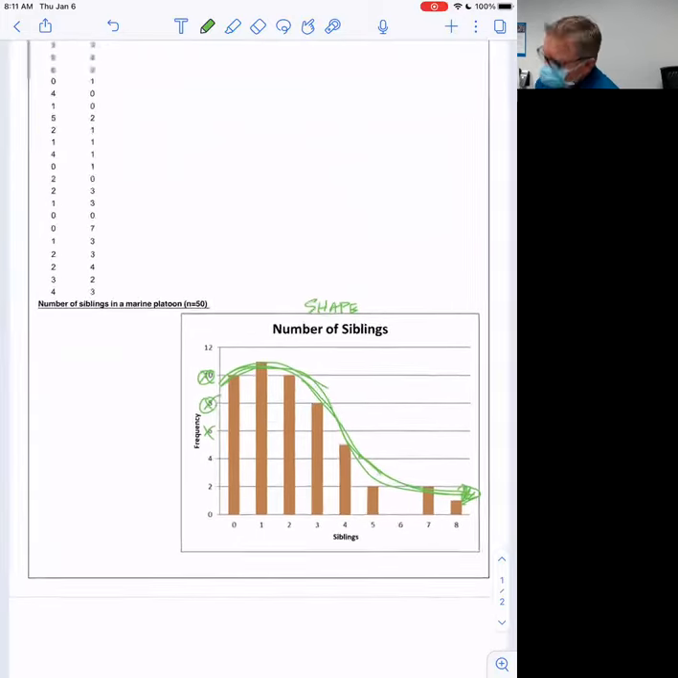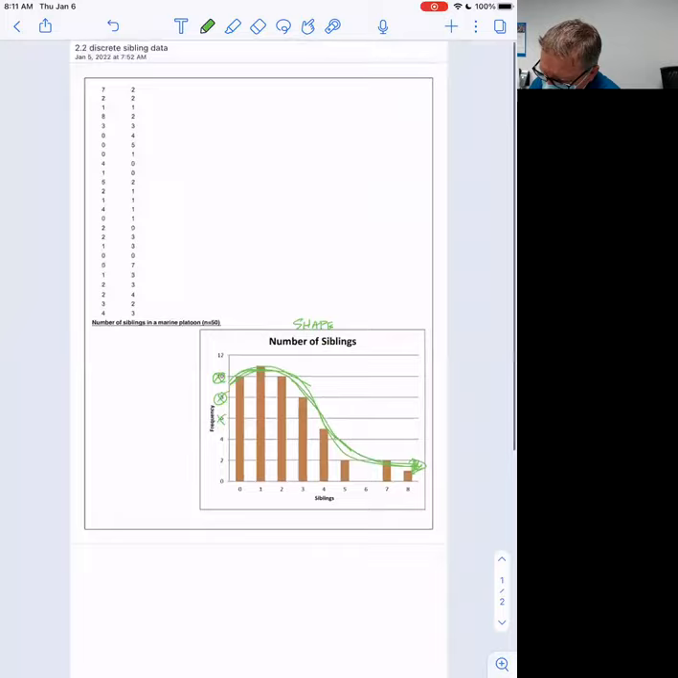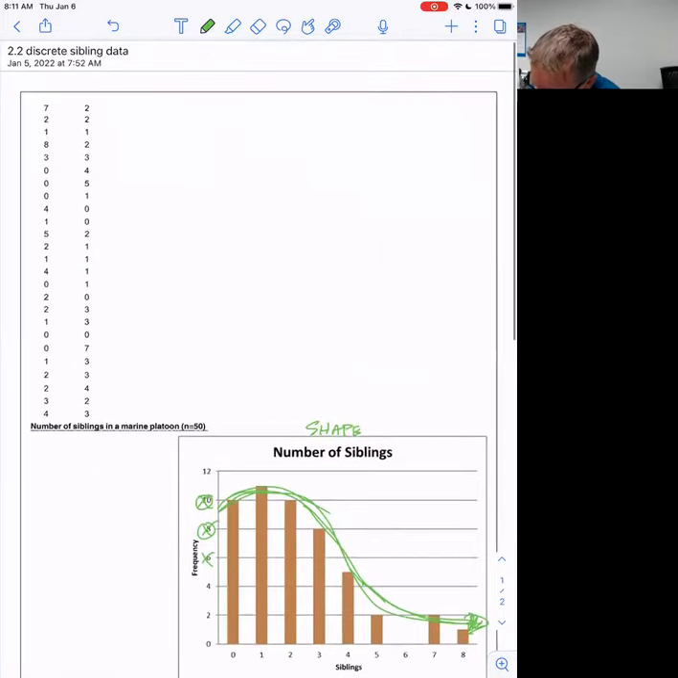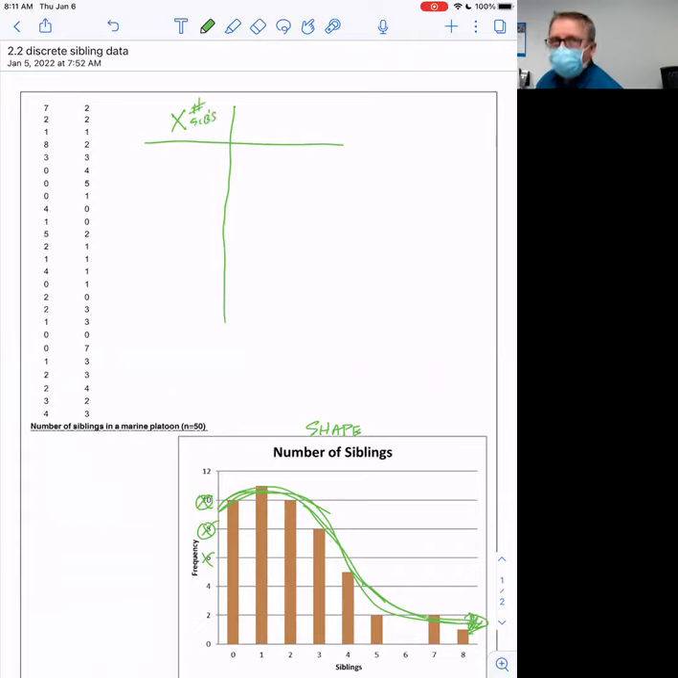But can you appreciate this one isn't that hard to build? I'm not going to do this completely, but I would imagine somebody looking up here and saying, okay, X. And I would like to highlight this X here is the number of siblings. The reason I say X is because X is commonly used in all math classes for a variable. In other words, it's something and you just don't know what it is. How many siblings do you have? That's a variable. You're not going to get the same answer from everybody.